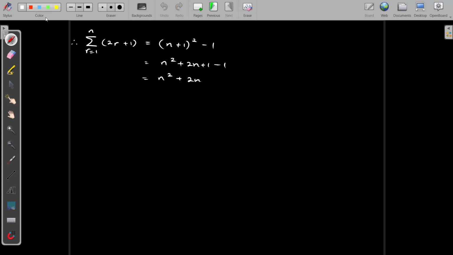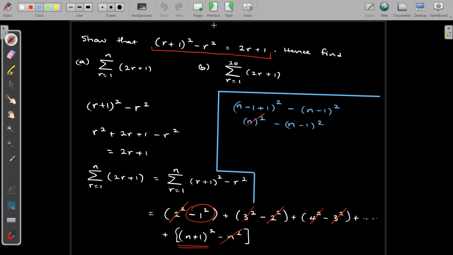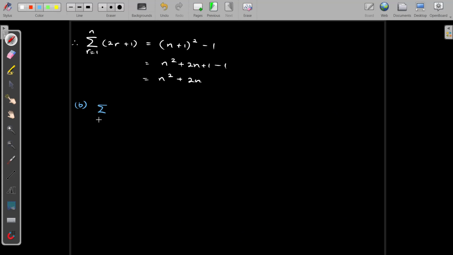So part B said that they want us to find the sum up to 20. So the sum from r is equal to 1 up to 20 for 2r plus 1. And remember, 2r plus 1 is the same thing as this, n squared plus 2n. So what will happen now is that we can simply replace this n with 20. So this is just 20 squared plus 2 times 20. So that's 400 plus 40, 440. Following?